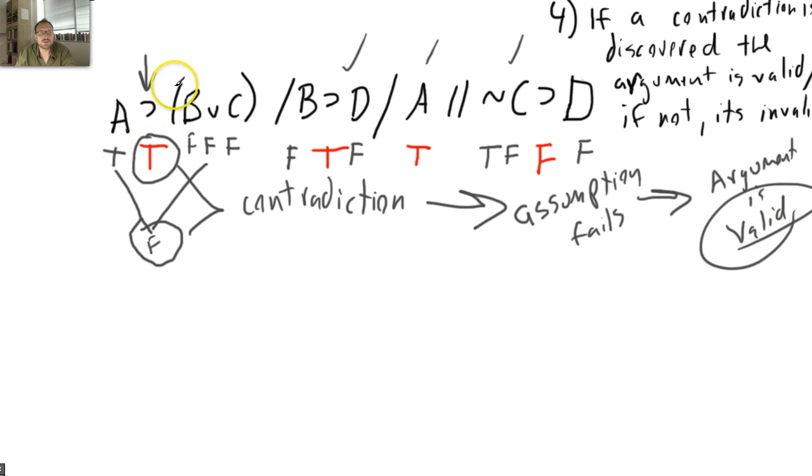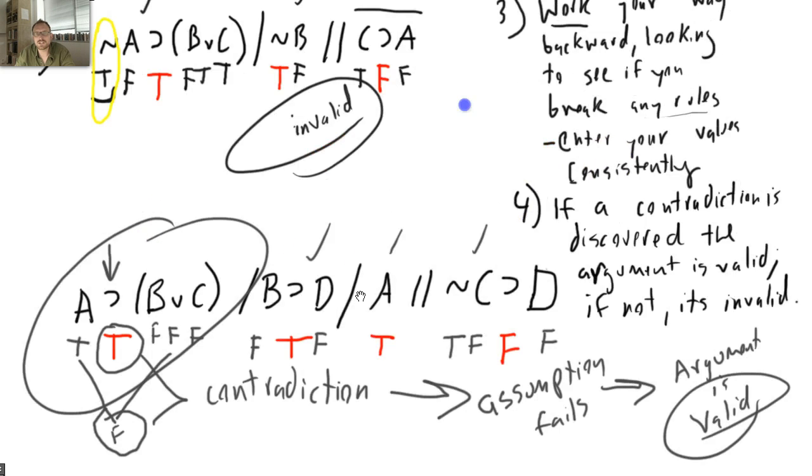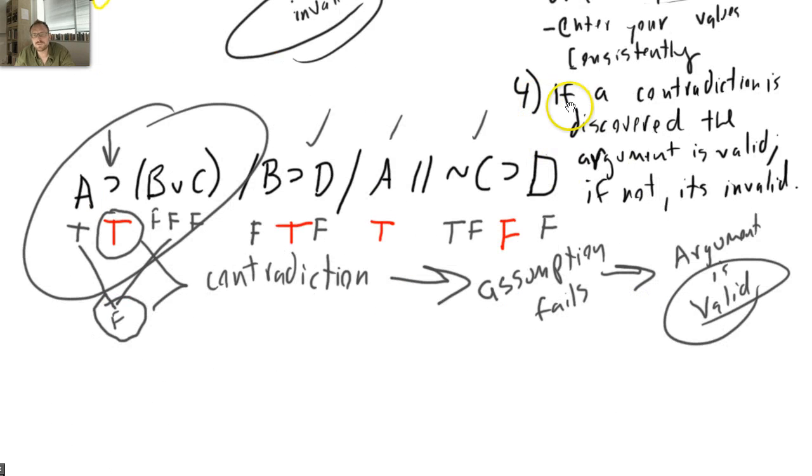Okay, so you can see here what I would do is I would just circle this and write valid, right? Because this is where obviously you commit the contradiction. So again, the steps: assume invalidity, enter the assumption, work your way backwards, looking to see if you break any rules, enter all your values consistently, and then number 4, if a contradiction is discovered, then the argument's valid. If not, it's invalid.